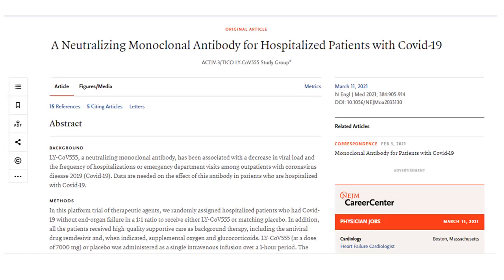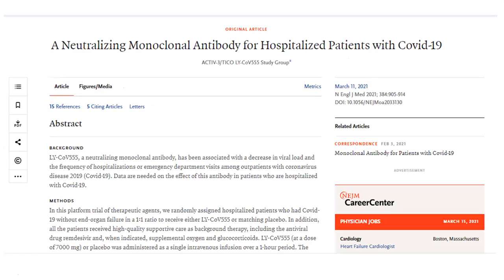Now what you'll find is this particular study was published on March 11, 2021, just a recent one. And this is an original article on a neutralizing monoclonal antibody for hospitalized patients with COVID-19.